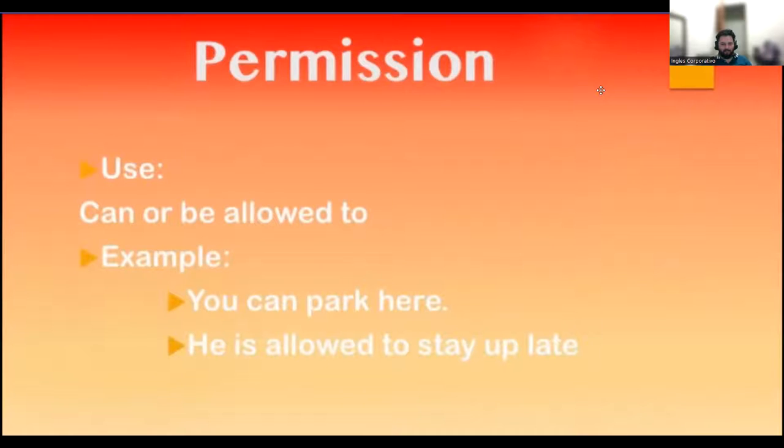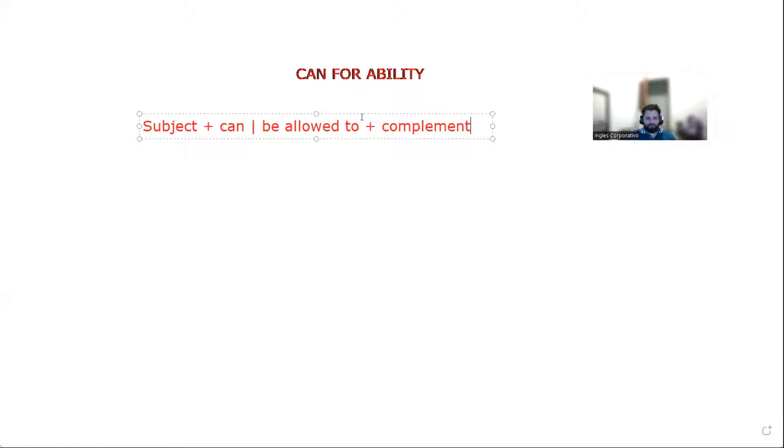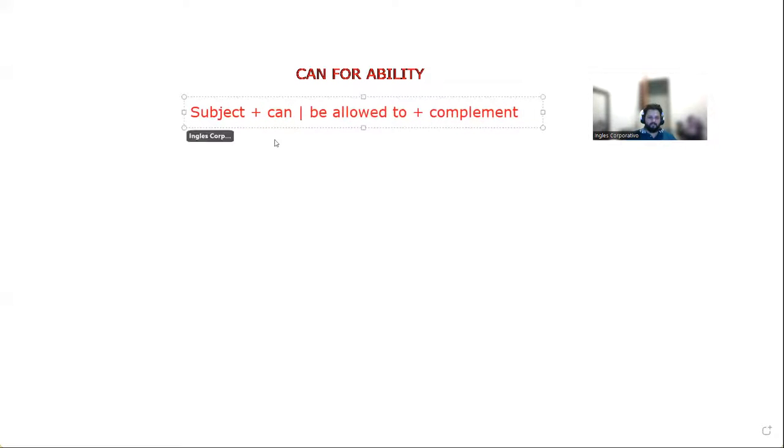Okay, it's simple present, guys. The structure for simple present. So we are going to have, okay, so can for ability. All right, so we're gonna have the subject, right? We're gonna use can, or we are going to use be allowed to, plus complement, okay? Now this is if we're building sentences.